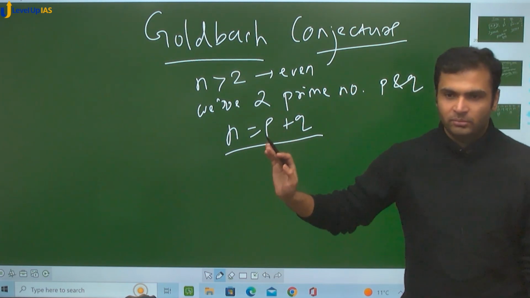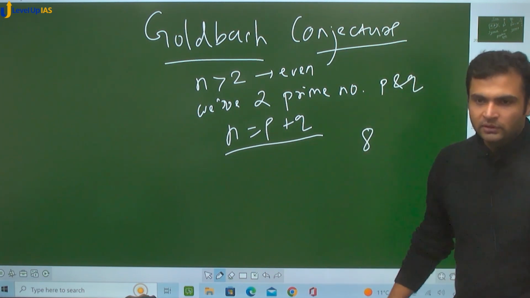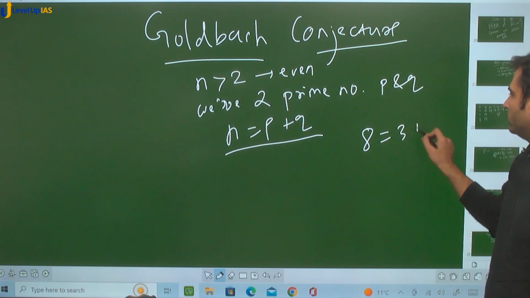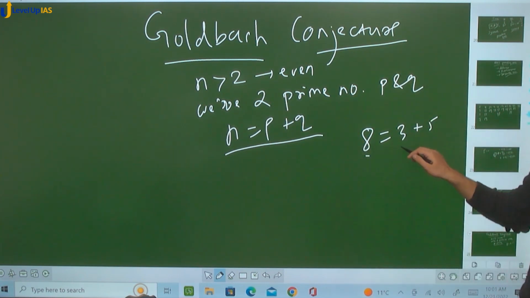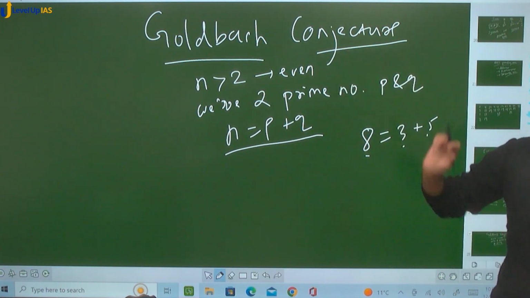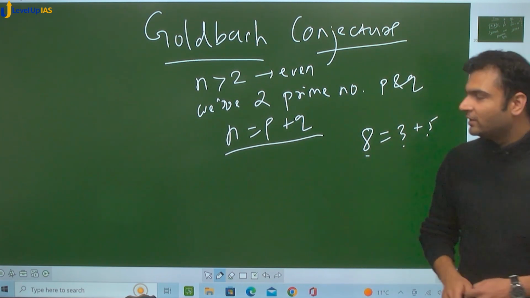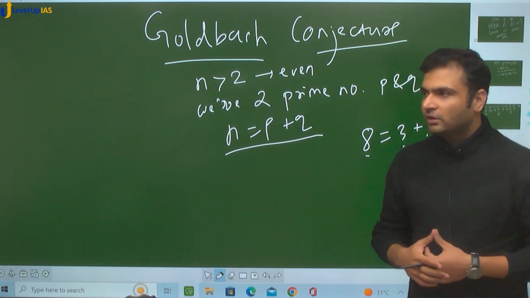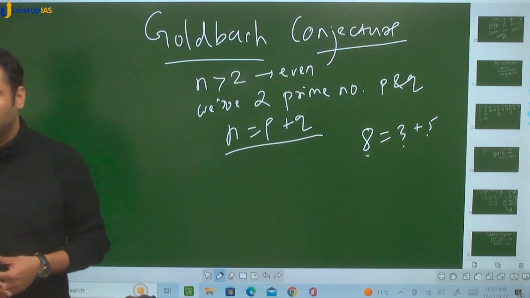You take any even number. For example, let us take 8. You can write 8 as 3 plus 5. For any such even number greater than 2, you have two prime numbers such that it is their addition. This is the Goldbach conjecture. If you solve this, you get $1,000,000. There are other such problems as well, and one of those problems was solved in 2010.